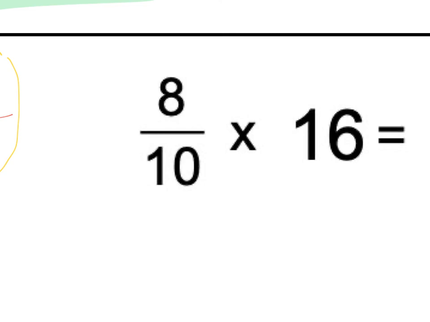8/10 times the whole number 16. Now, my rule said I need a top times a top and a bottom times a bottom. I don't have a bottom for 16. So I've got to fix that.